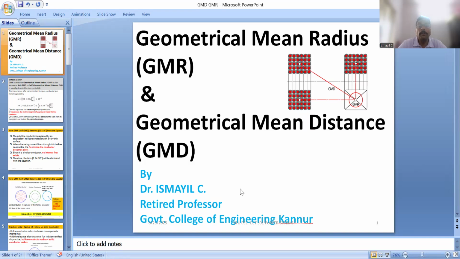In this particular presentation, I'll be discussing geometrical mean radius, or GMR, and geometrical mean distance. Myself, Dr. Ismail C., retired professor, Government College of Engineering, Kannur. This is a topic from Kerala Technological University Power Systems. So we will move to the presentation.